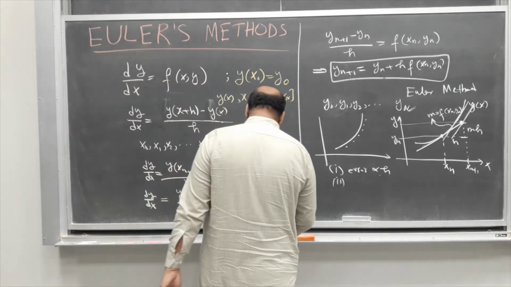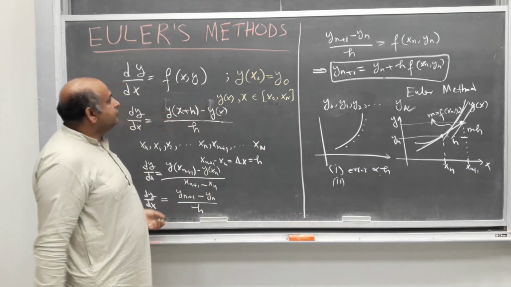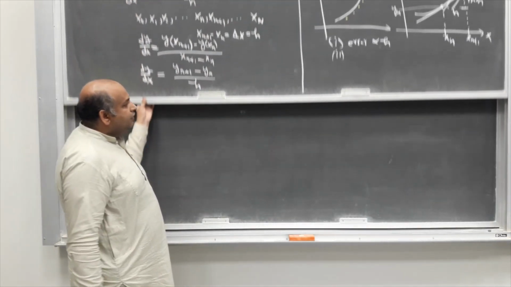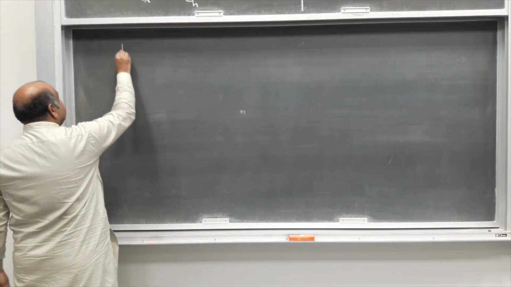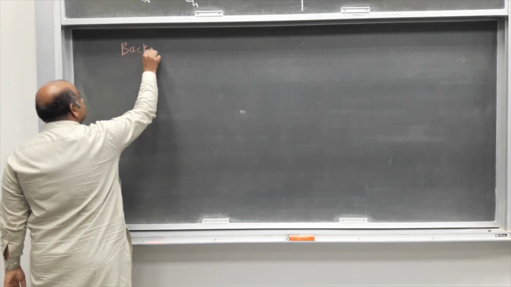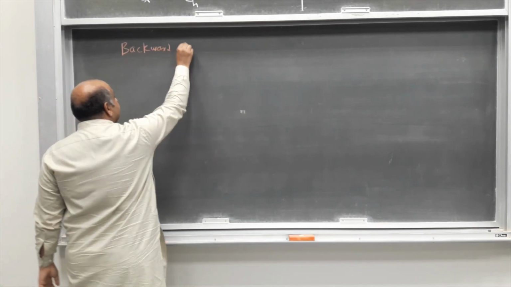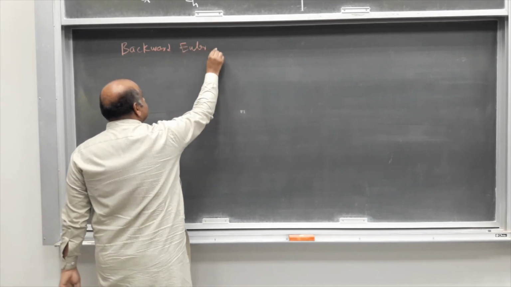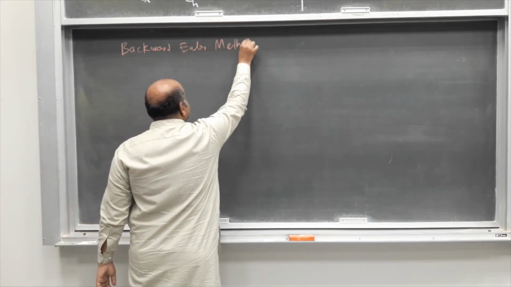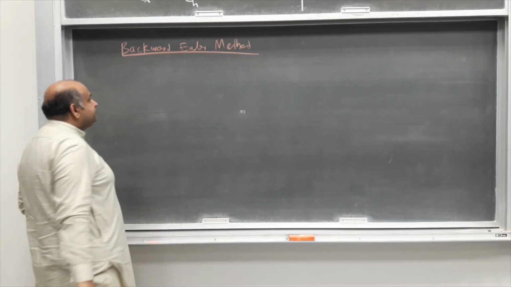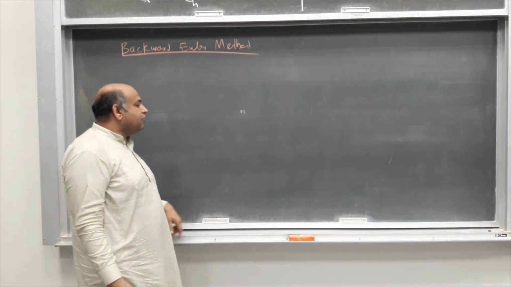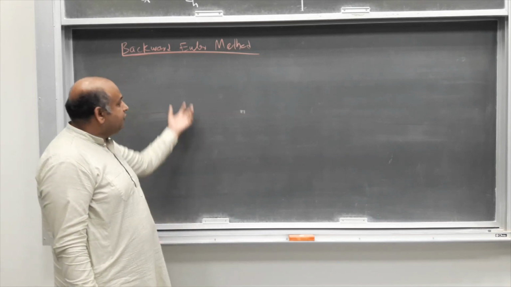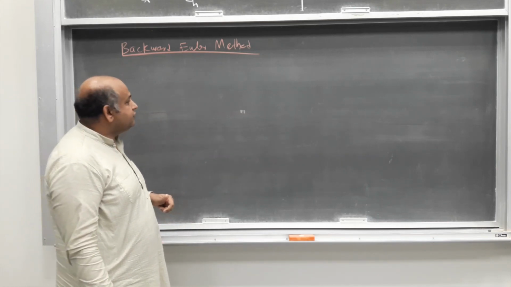Okay, so this was Euler's basic method. Let's now see the second iteration of Euler's method. It's called the backward Euler method, and you will see why. It's actually one of the methods in a class of methods which are called predictor corrector methods, and we'll shortly see why this new name is there.